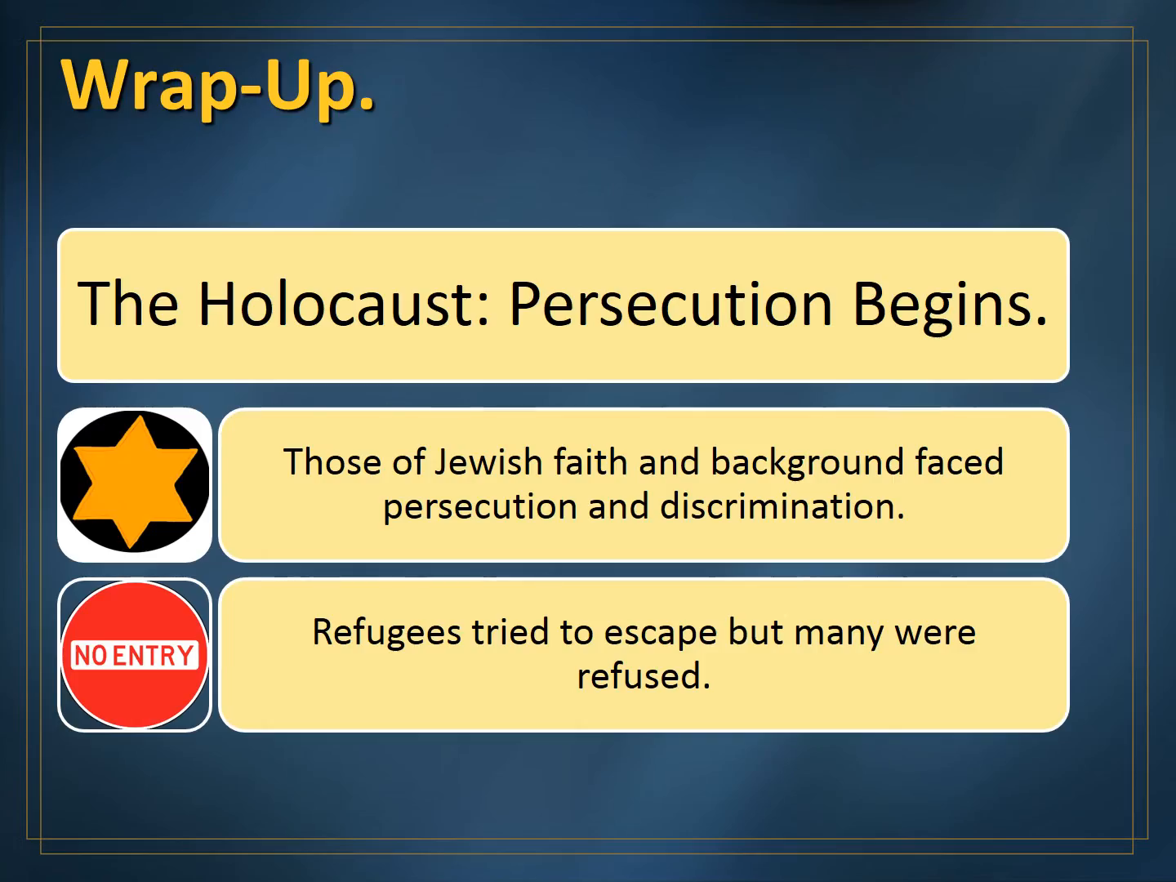Okay, so to just wrap it up, remember that those of the Jewish faith and background faced persecution and discrimination. The Nuremberg laws took away their property rights and individual rights and things of that nature. We also have the Night of Broken Glass, Kristallnacht, where many Jewish had their homes and their businesses or synagogues destroyed and were beaten up. Remember, many of them tried to escape, but many were refused by other countries and told they had to go back to where they were.